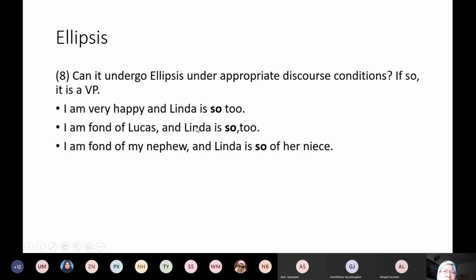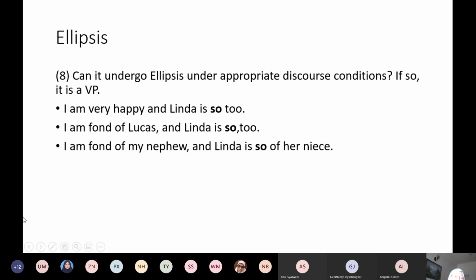It's okay. But if you want to be more economical, you just refer back. I'm very happy and Linda is so too. So meaning very happy. I am fond of Lucas and Linda is so too. So is replacing fond of. I'm fond of my nephew and Linda is so of her niece. So fond of, the same thing.